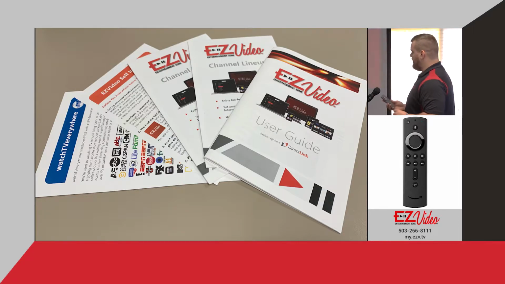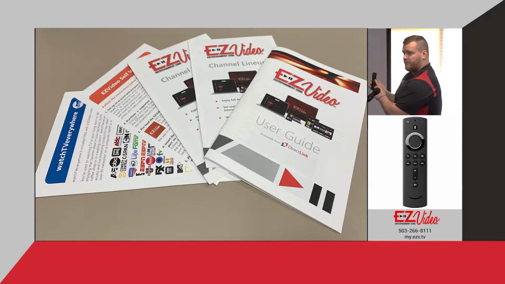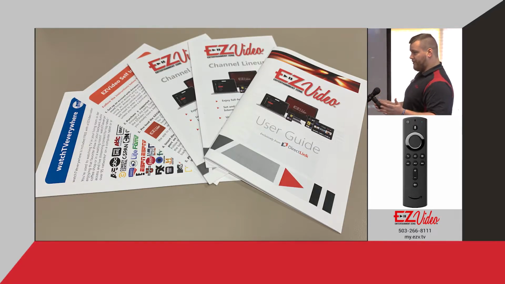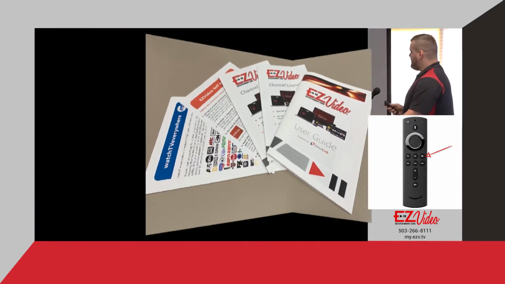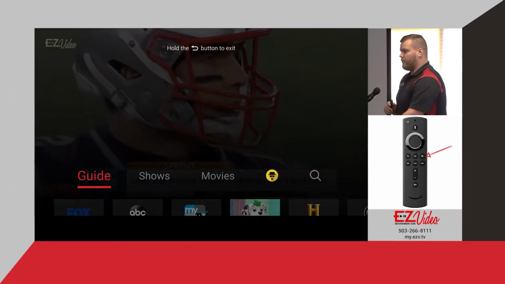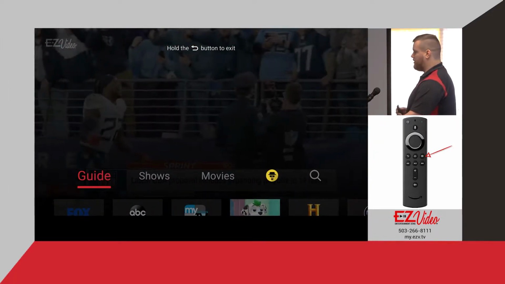How I get there is I open up what's called the main menu of EZVideo. To do that, I press this button on the right side of the remote with the 3 bars on it. I like to call it the hamburger button. So when I press that, this menu will pop up right here where I have a couple different options to go to.